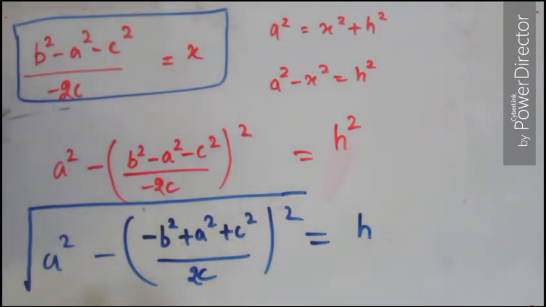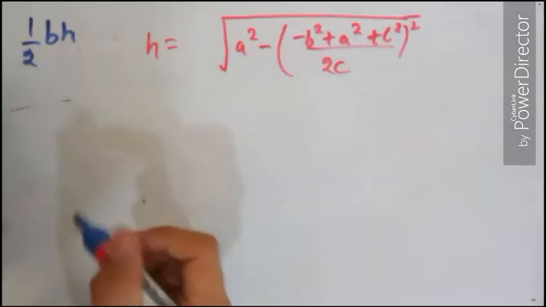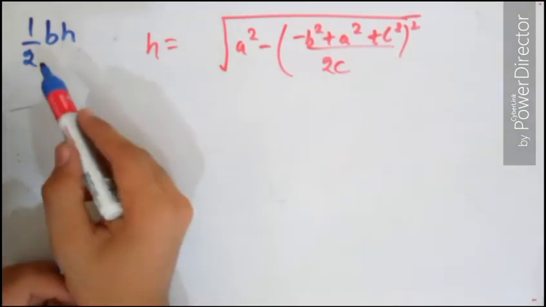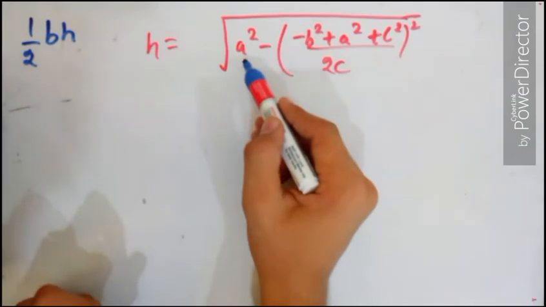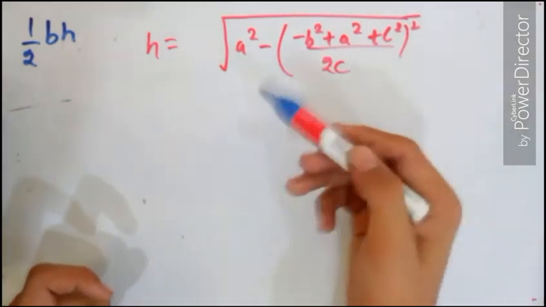And now, taking this value of h, we will put it in the formula that we have: half times base times height. So let's do that. We had that the area of the triangle is equal to half times base times height, and we have the height equal to the square root of all this.